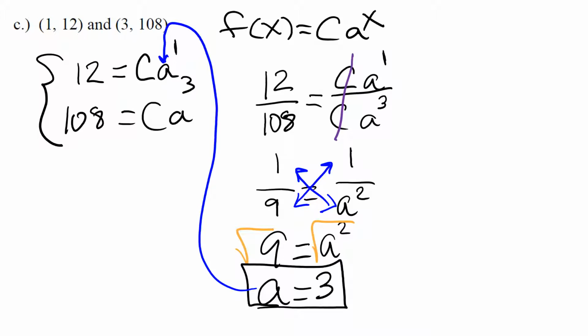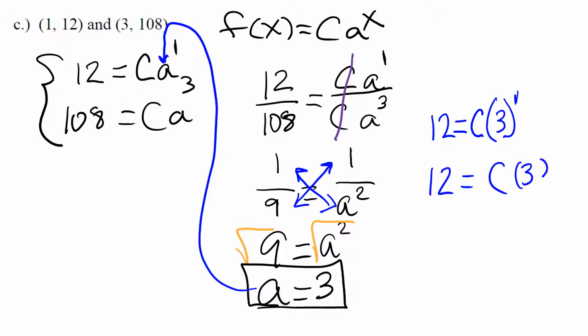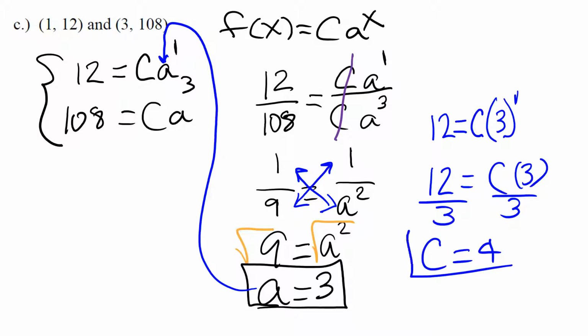So that work looks like 12 equals c, which I still don't know, times a, which I do know is 3, raised to the 1. Any number raised to the 1 is just the number, so that's 3. So this is 12 equals c times 3. Divide both sides by 3, and you get c is a whopping number 4. And you're so close to being done.